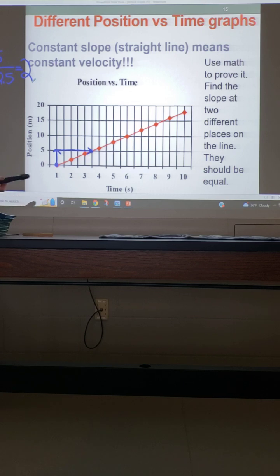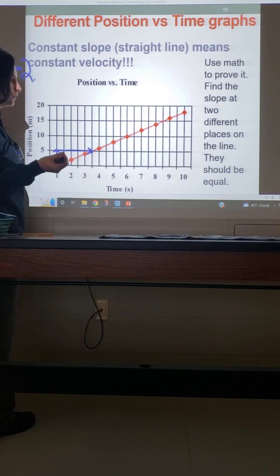Remember, this is what I think is the easiest way to do slope. If you have another way that you're comfortable with, if you like to do the 5 minus 0 and then the 3.5 minus 1, you can do it however you want. If you want to do that extended version, you can, but I think it's easier just to count up the change, which is 5, and count over the change, which is 2.5, and do it that way.